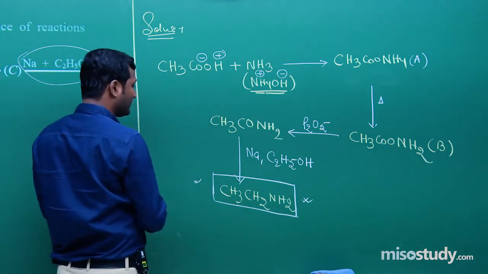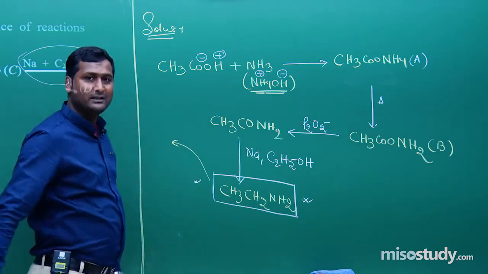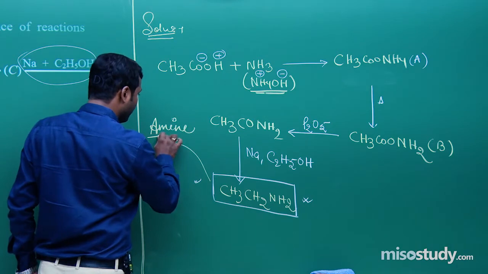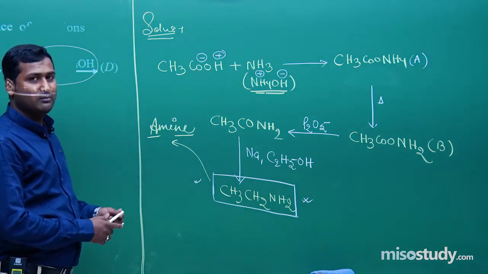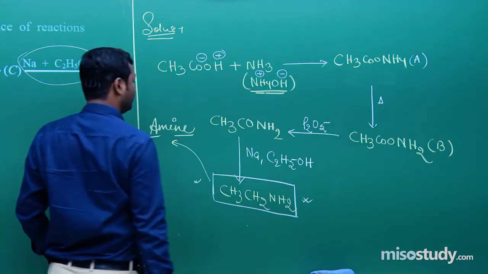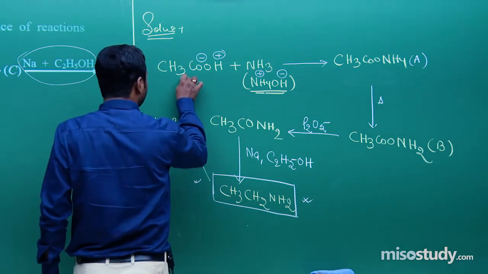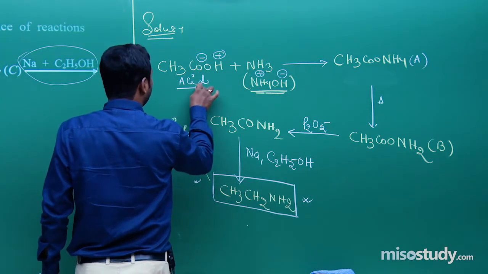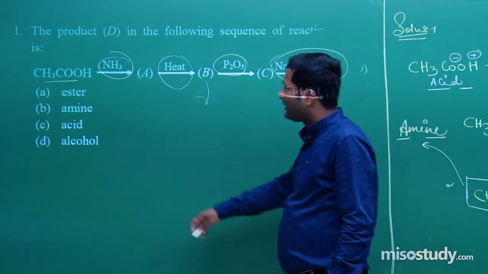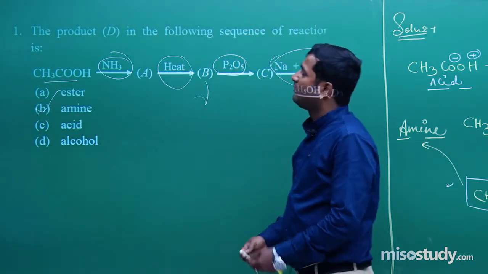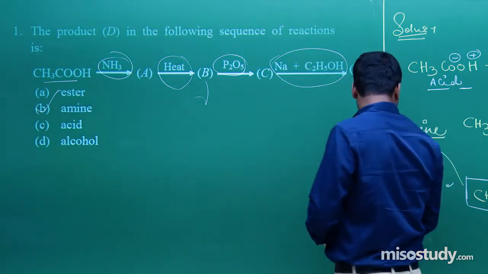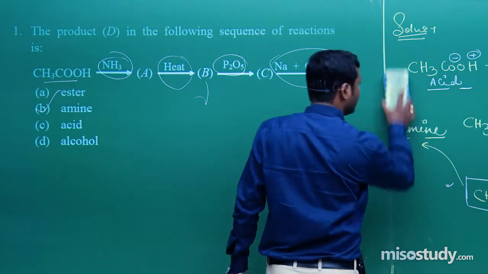So we know that this product is nothing but an amine. Do you remember this reaction? I have discussed it during my lecture. So the product is just an amine. Clear? Now how to start? We start from acid and we got amine. So in this case, we can say the product is amine. So for question number 1, B is the correct option. Clear friends? Now I am going to rub this part and we'll discuss the next one.